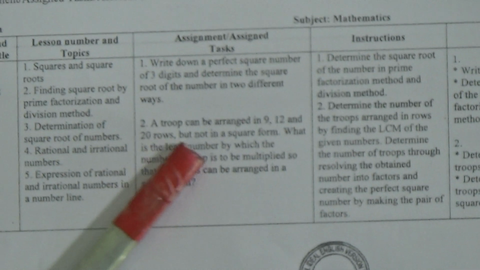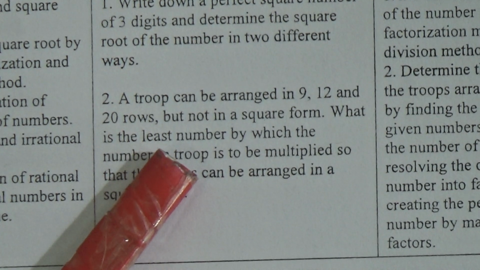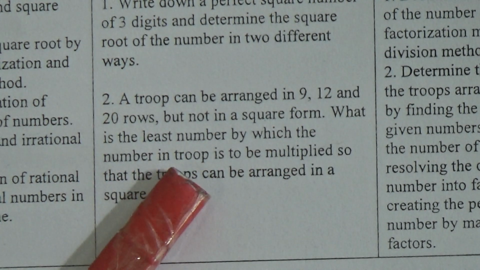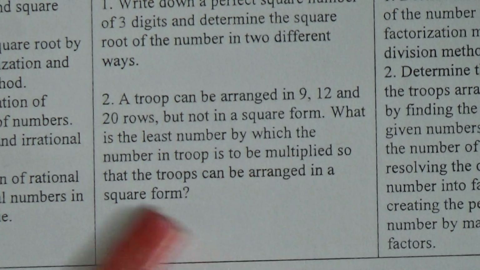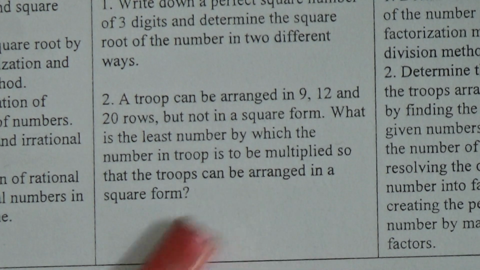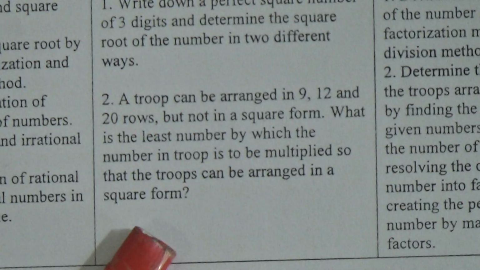Now I am going to solve question number 2. My dear students, question number 2: A troop can be arranged in 9, 12 and 20 rows, but not in a square form. What is the least number by which the number in the troop is to be multiplied so that the troops can be arranged in a square form?